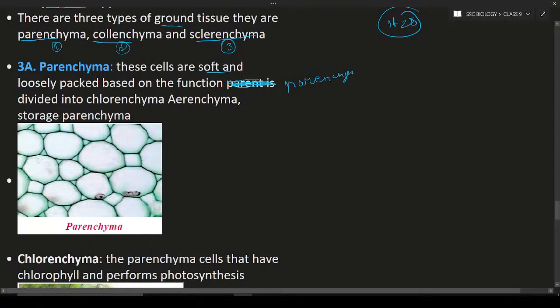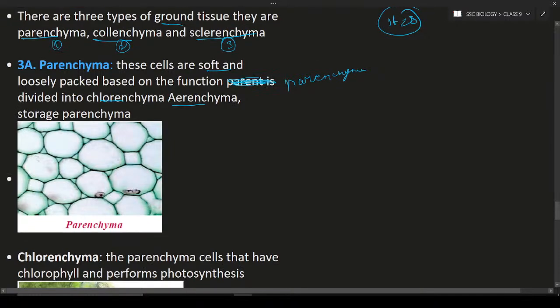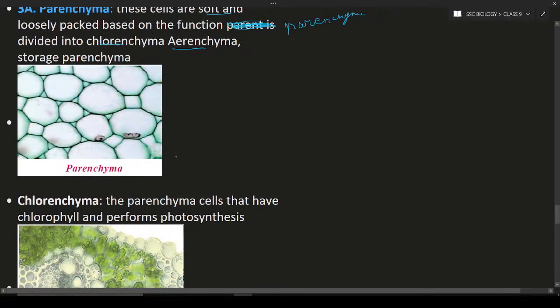Okay, so the parenchyma is divided into chlorenchyma, aerenchyma, and also storage parenchyma. So these are the three divisions of the parenchyma cells. Okay, so next is chlorenchyma. What is the importance of the chlorenchyma? Chlorenchyma is a type of parenchyma.